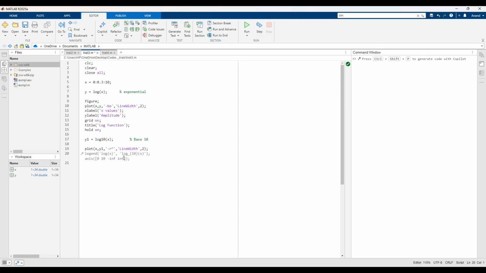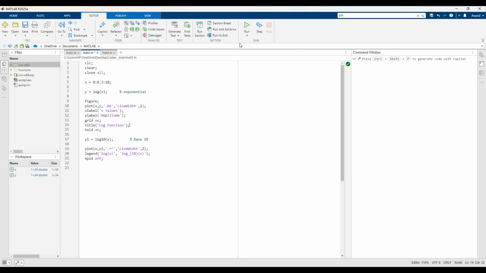And the next thing is we need to understand which graph is for which one. So we need to write the names of these graphs. The first graph is log base e. The second one is log x base 10. So I have written accordingly. And just hold off and see the results of the program.